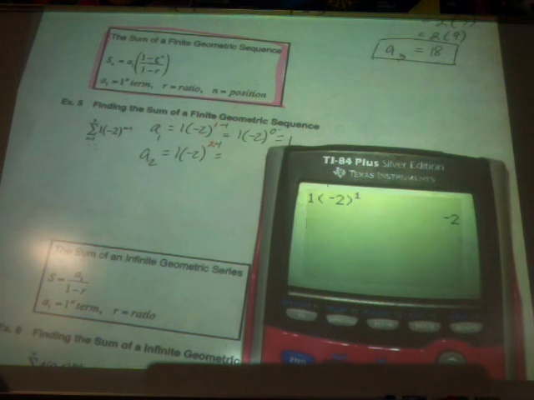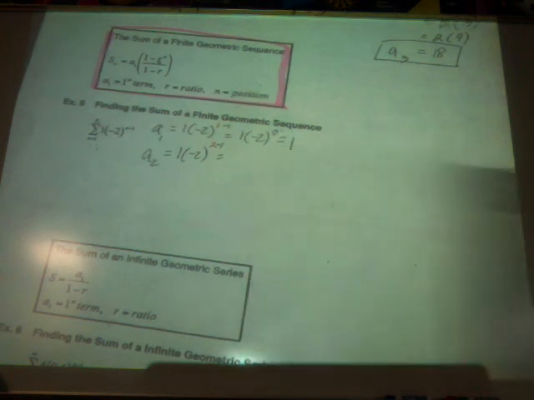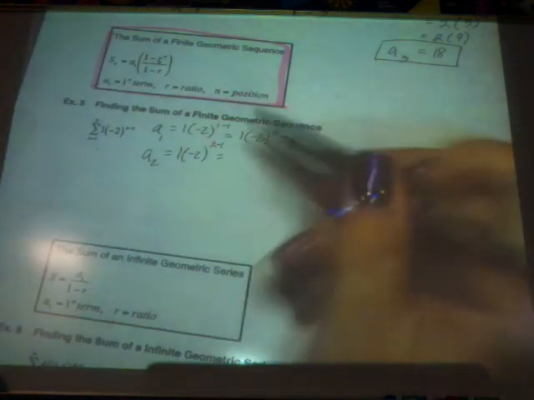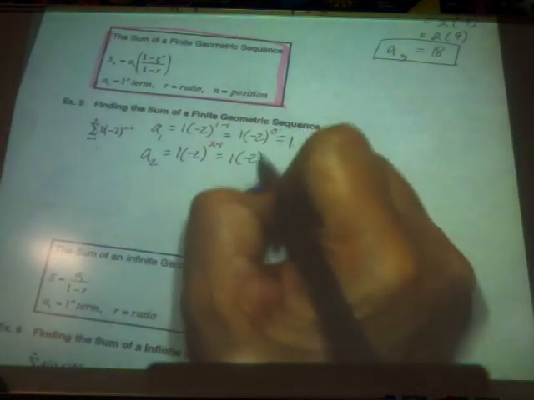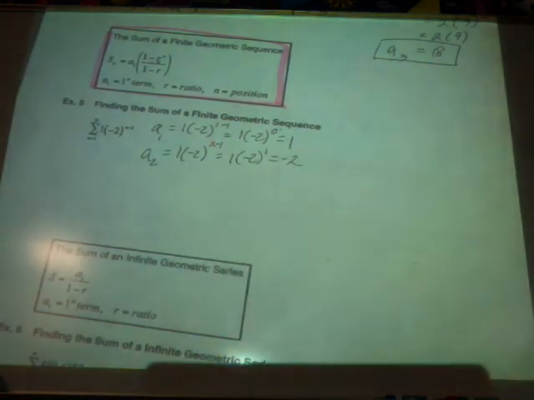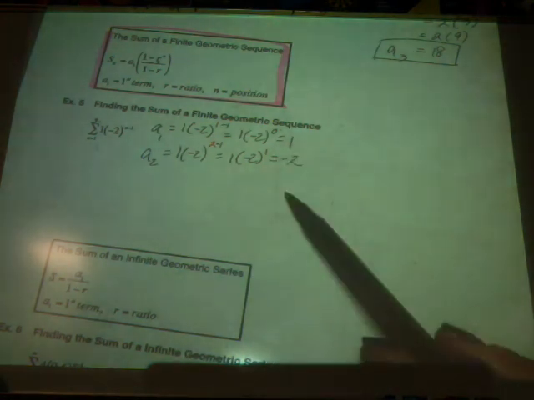And if r is negative, won't you have alternating plus and minus signs? So yes, it does make it negative 2, and that is exactly what we have. Because we have 1 times negative 2 to the first, which is negative 2. So far that sum is negative 1, isn't it? The next one should come out to be positive.